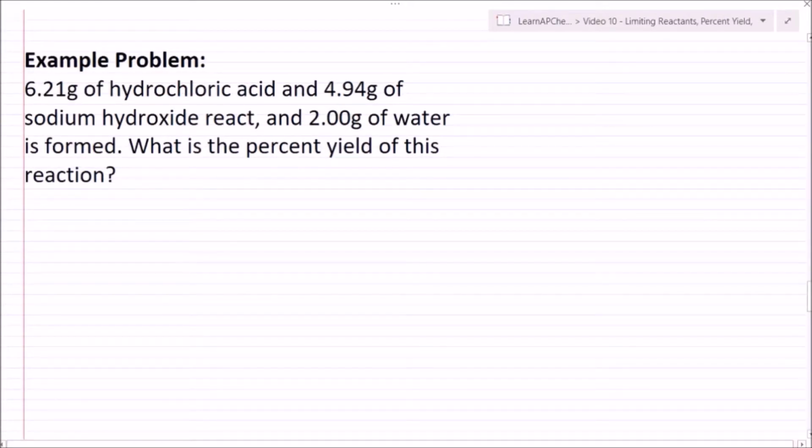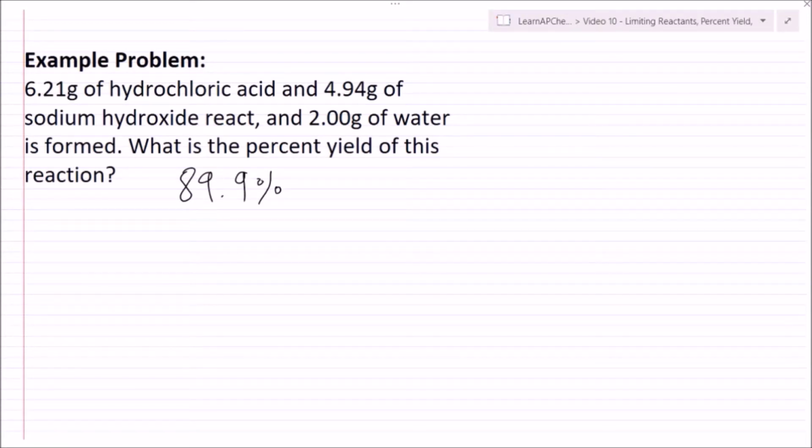Alright, so let's do a quick example problem. 6.21 grams of HCl and 4.94 grams of NaOH react, and 2 grams of water are formed. What is the percent yield of this reaction? Pause your video, unpause when you think you've got the answer. Okay, so what you should have gotten is 89.9% as our percent yield. If you got this, feel free to skip forward. Otherwise, continue to watch and hopefully I can clear up any confusion.